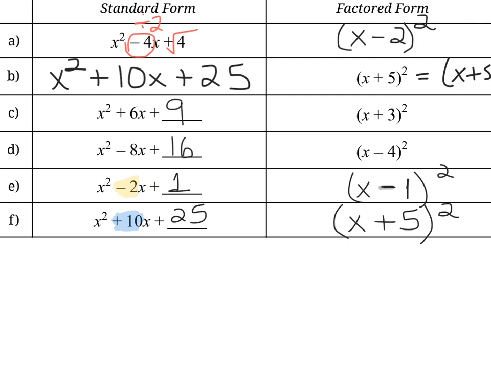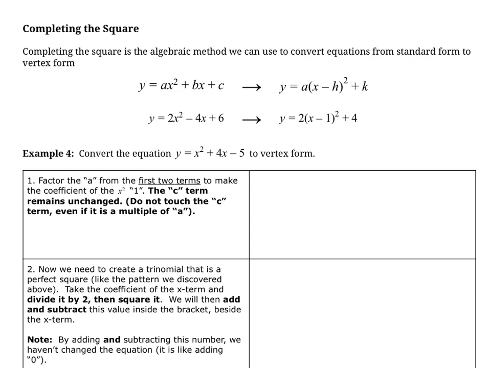So the ultimate question is, what does this have to do with completing the square? How is this going to help us when we take an equation in standard form and we want to turn it into vertex form? Well, a lot of the same principles that we used here, dividing by 2 and squaring or square rooting, those principles are going to carry over in the steps that we're about to see for completing the square. So completing the square is an algebraic method that you're going to use to convert equations from standard form into vertex form.